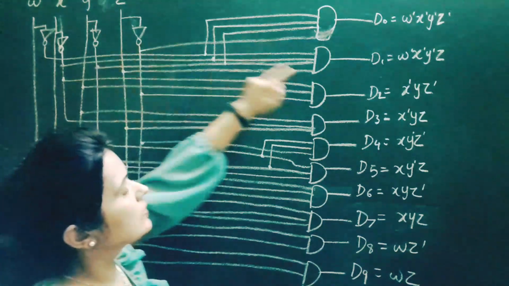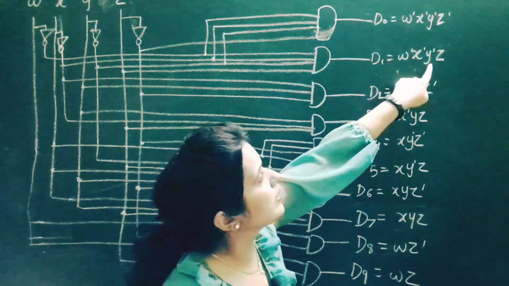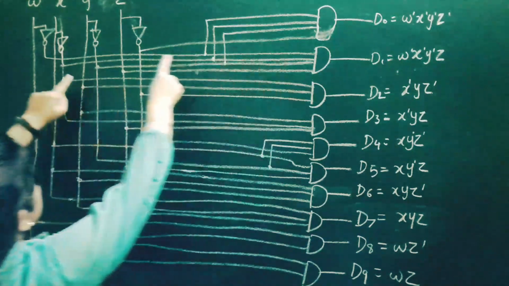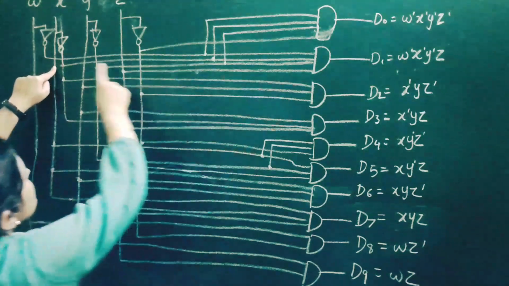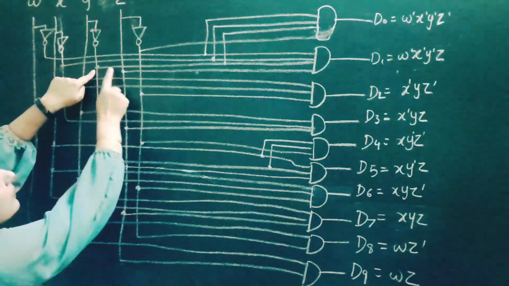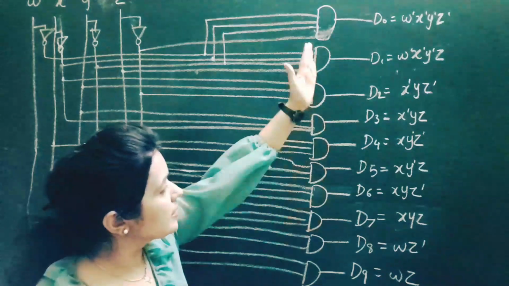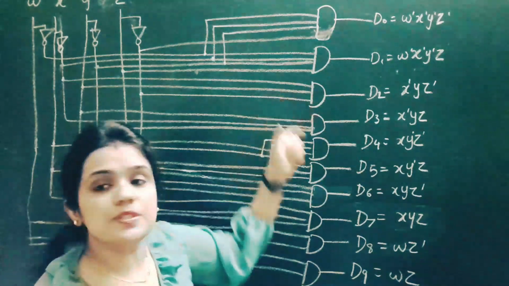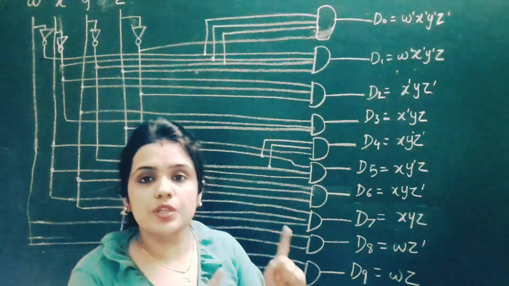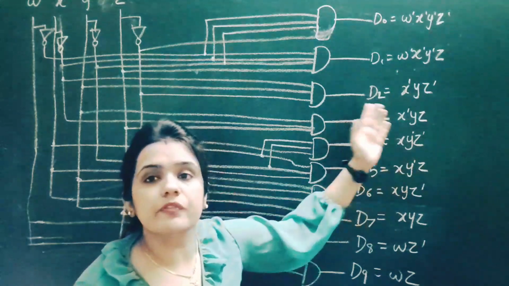Similarly, D1 was equal to w complement, x complement, y complement, z. So this is connected to w complement, x complement, the line for x complement, y complement, and z. Similarly, I have connected all of these variables using AND gates, and these output lines will not be connected using an OR gate. There will be no OR gate further.